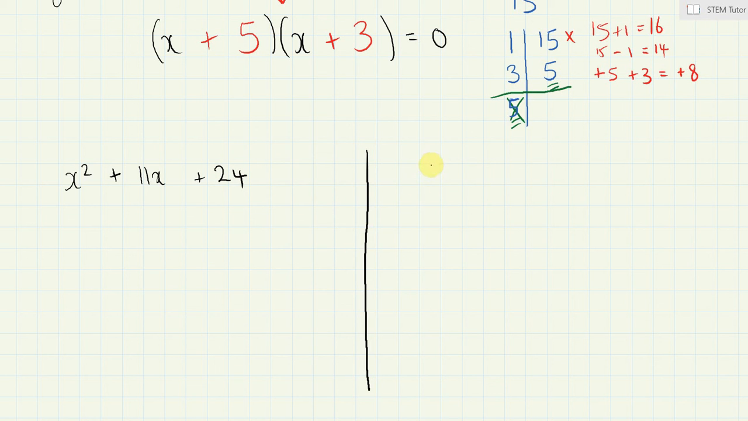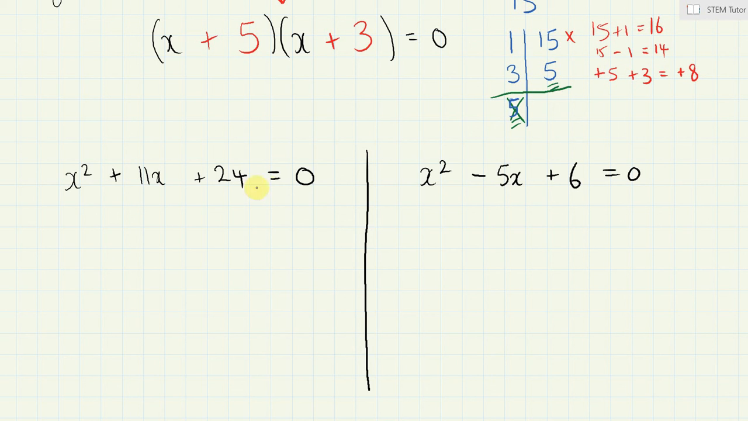And then the final question can be x squared minus 5x plus 6. Sorry, this should be equal to 0 as well. So if you'd like to pause the video now, have a go at these in your own time, then unpause the video and then we'll go through the solutions.